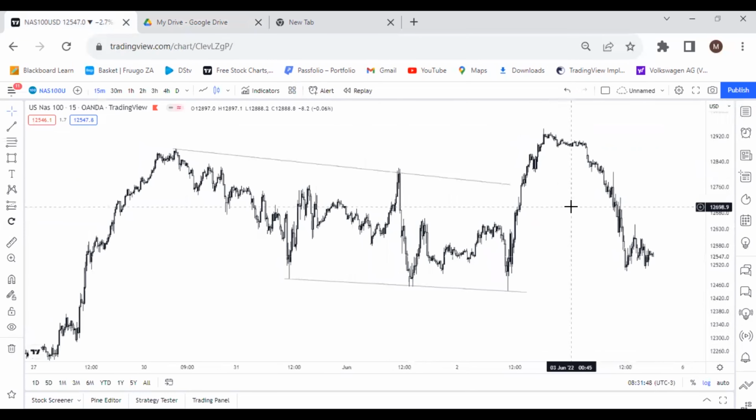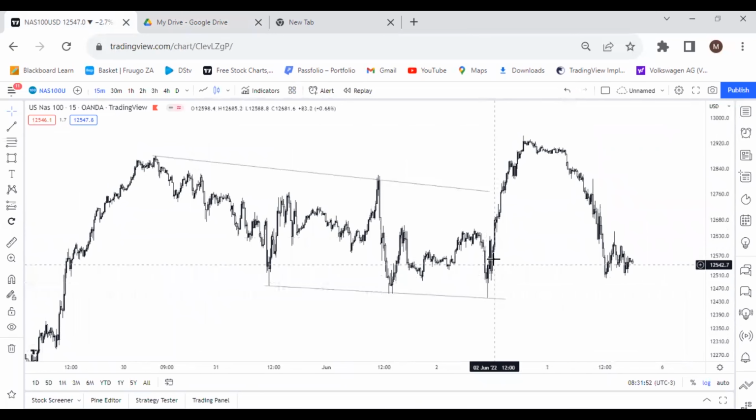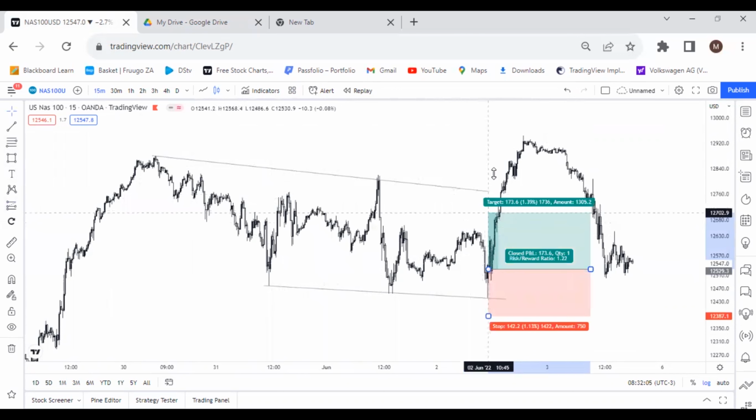I'm just gonna jump back in. As you can see, we had a huge impulse followed by very small corrections, very small, and it bought all the way.